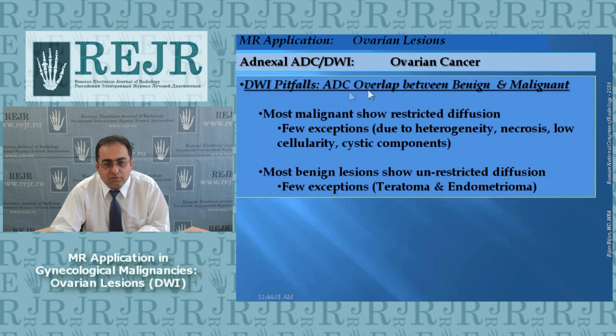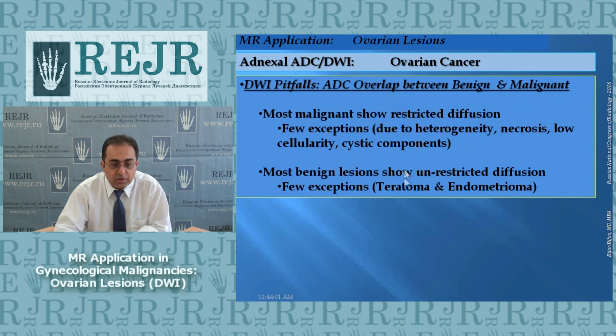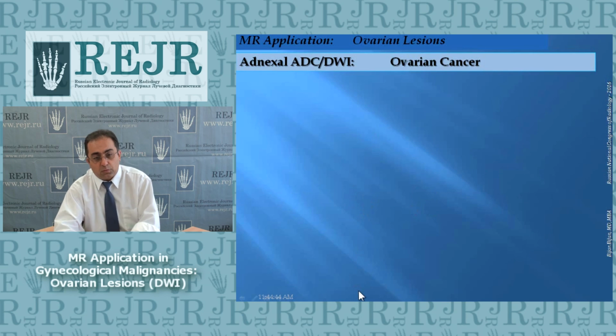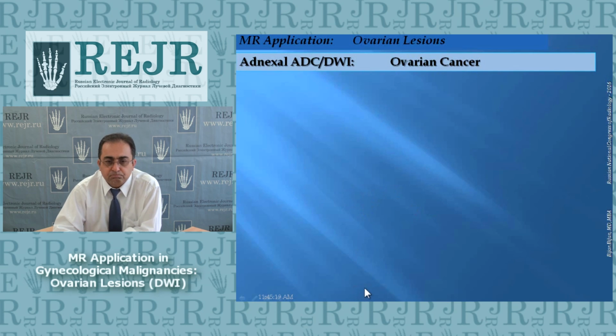You have to know there's an overlap between the benign and malignant ADCs. And the reason for that is because of the tumor heterogeneity, because it may have necrosis, it can have low cellular area, or it can have a large cystic component. So this is why some of the malignant lesions can actually look benign, and we already talked about these benign lesions that can look malignant. So these are two entities that you need to be familiar with.